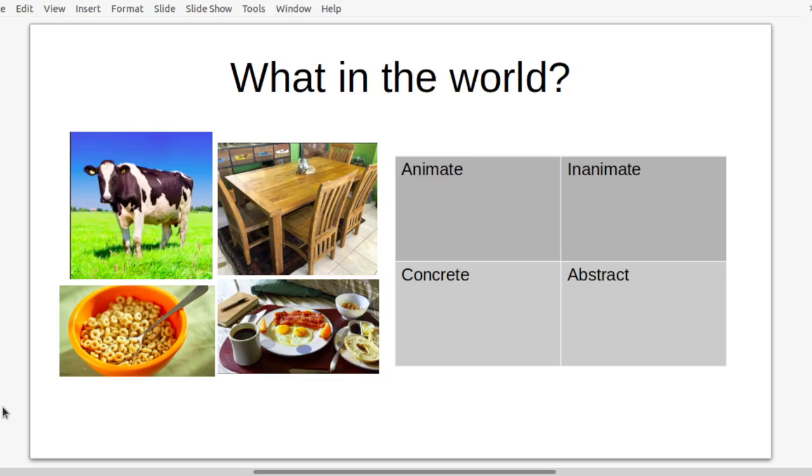So most people think of nouns just as person, place, or thing, but one of the things that I've found is you have animate, inanimate, concrete, and abstract, and I think this is a much more useful way to think about nouns instead of person, place, or thing. In the animate example, we have a cow. In the inanimate example, we have a table. For the concrete example, we have something like a bowl of cereal. And then in the abstract, we have the concept of breakfast. You can tell I do a lot of this work in the morning.